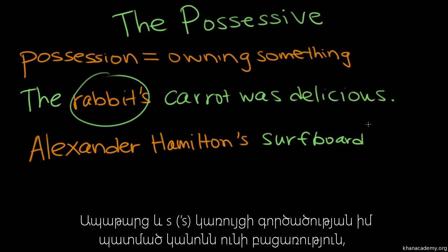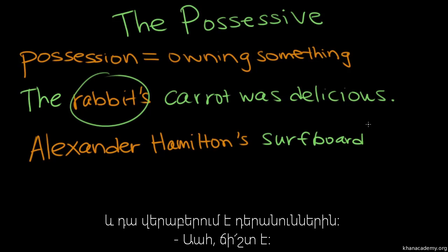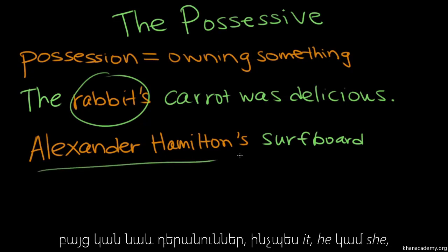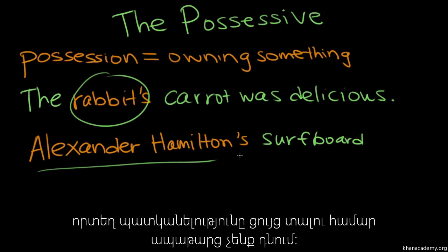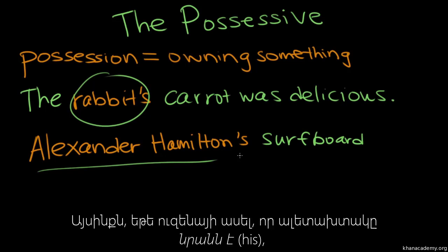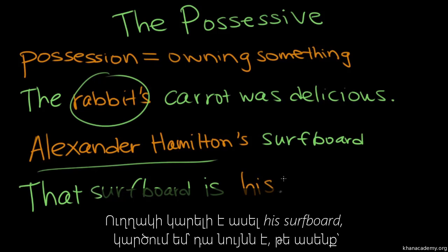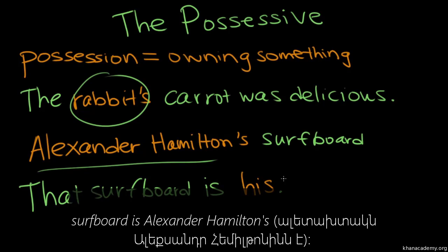So there's an exception to this rule of using apostrophe S for possession when you're using a pronoun. Right? So rabbit and Alexander Hamilton are both nouns, but there are pronouns like it or he or she where you don't use an apostrophe to show possessive. So if I wanted to say that surfboard is his, there's no apostrophe in there, right? Right. Or we could just as easily say his surfboard.